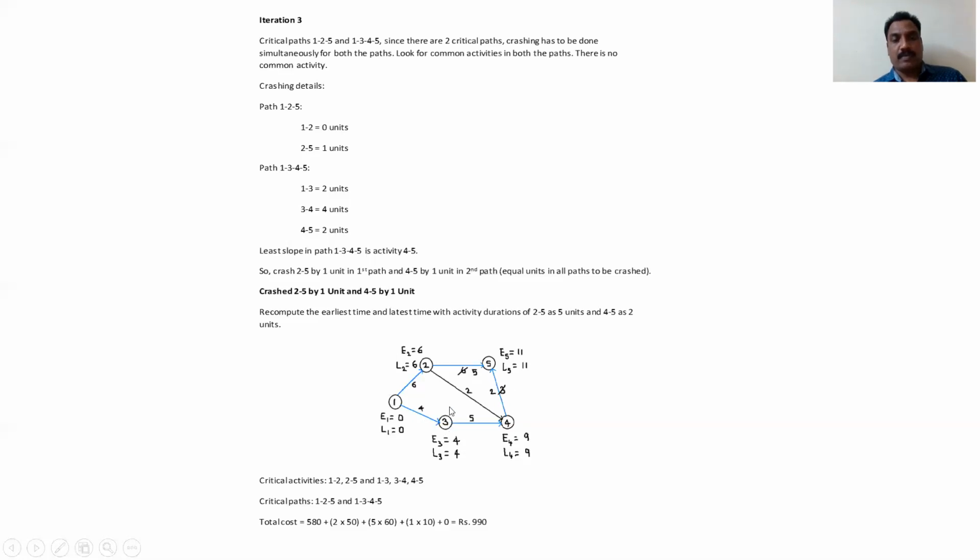Okay. So are there any critical activities to crash? There is nothing further. We cannot reduce further, because we did the maximum simultaneously. So again we got 0, 4, 4, 9, 9, 11 and 6, 6. The total cost is 580 plus 2 into 50 rupees, 5 into 60, and 1 into this is 10. Okay, it is 990 rupees. So this is the solution for this.